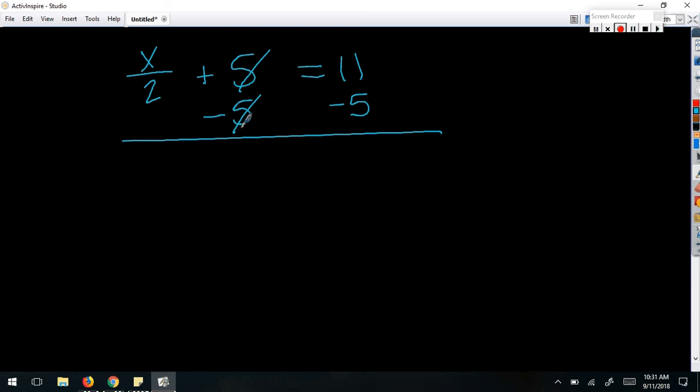So that's when I'm multiplying x by a fraction. In this case, I'm just dividing x. So I got x over 2, and y'all said 11 minus 5 is 6. Now the question is, how do I get rid of that 2 that's under x? You multiply, because if it's under x like that, that means x is being divided, and the opposite of dividing is multiplying.